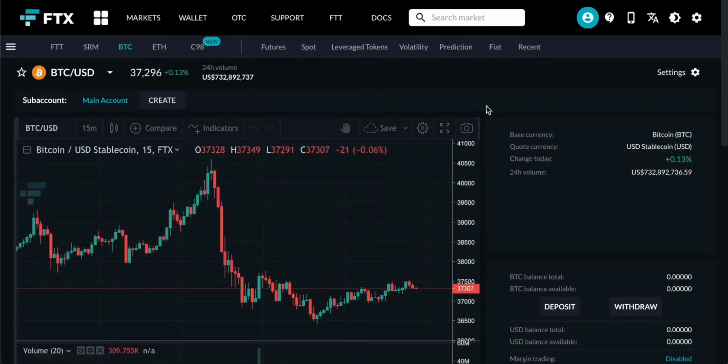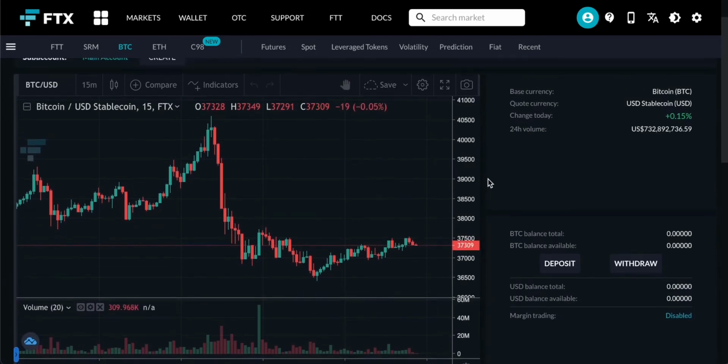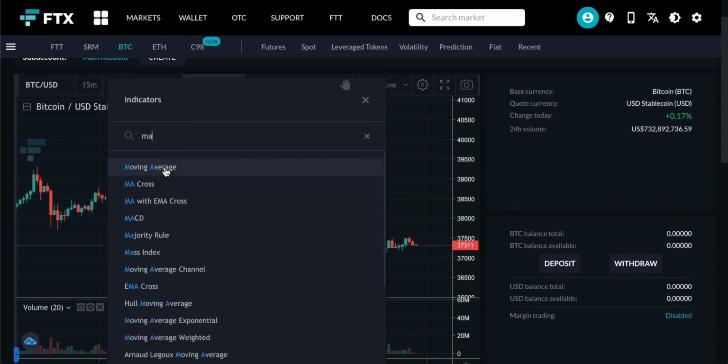When it comes to the chart, FTX uses TradingView. You can see TradingView right here. So this is the same as most other exchanges. Your indicators are up here. So let's just put in some moving averages. I'm going to put MA like this, and it will come up with moving average, and it will put that on the screen for me.